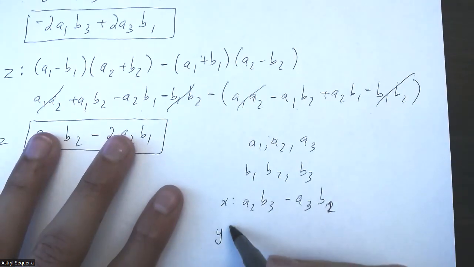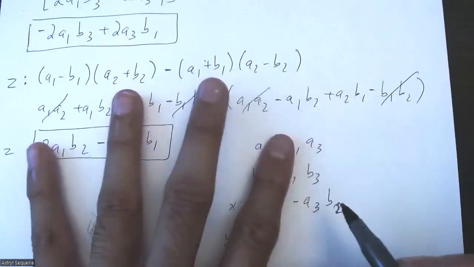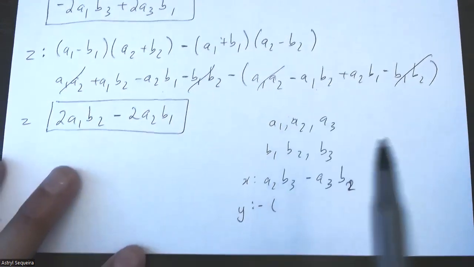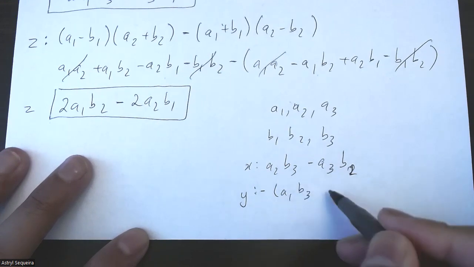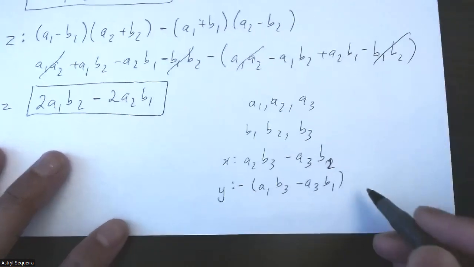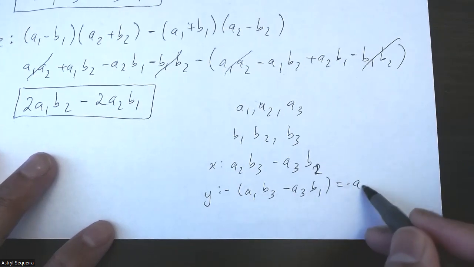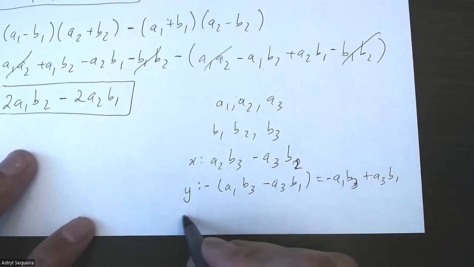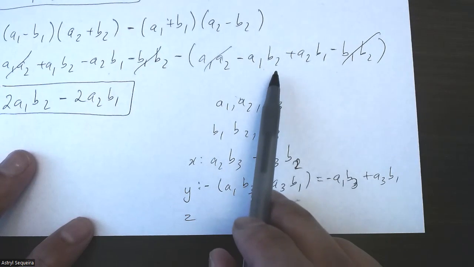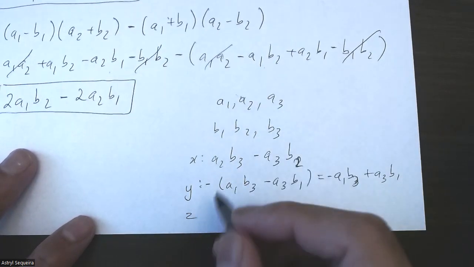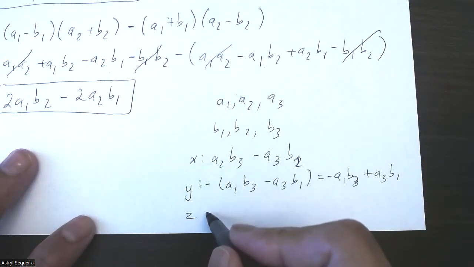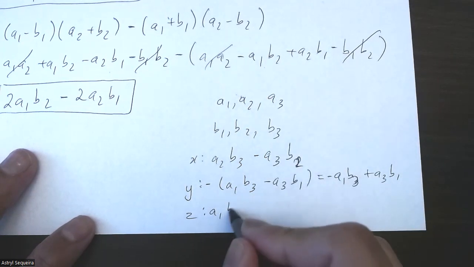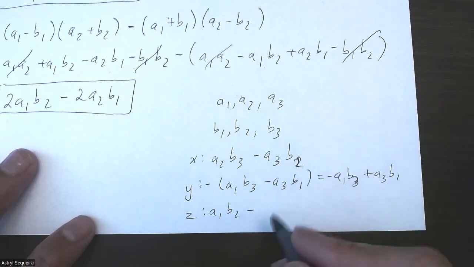For my Y component, I just put a negative and then in a bracket, I'll hide the middle column. So I have A1B3 minus A3B1. I can distribute the negative into the bracket. So negative A1B3 plus A3B1. And then my Z component, I just hide the last column and I cross multiply. So I have A1B2 minus A2B1.